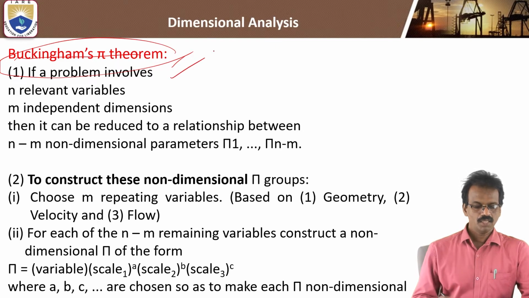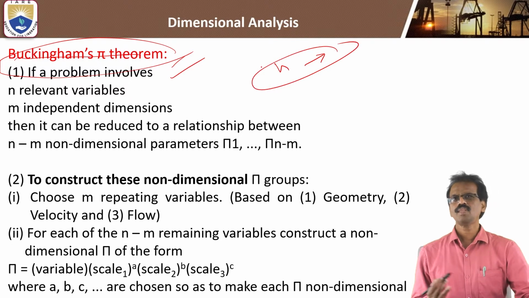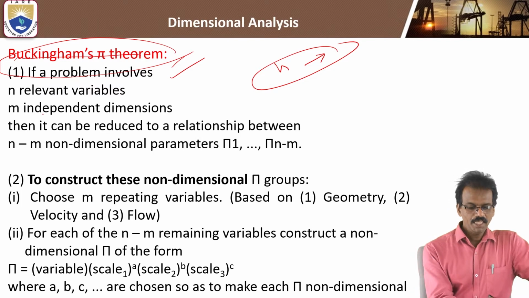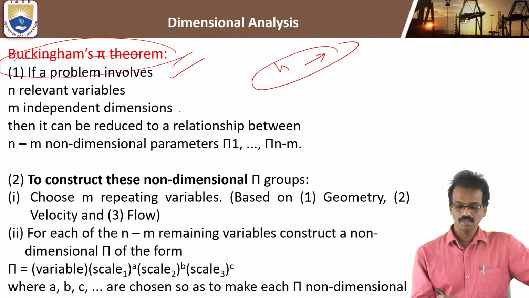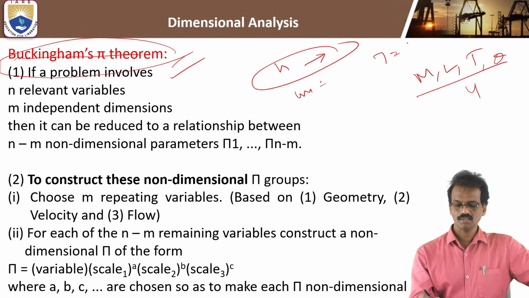Just like in a problem, n relevant variables are there, just like physical quantities. There are n physical quantities, properties of the fluids. Next, m independent dimensions are there. M is the independent dimension. The basic dimensions, you know, are mass, length, time. If temperature is also there, then you have to consider that, and then independent dimensions should be 4. So, suppose the number of variables is 7.